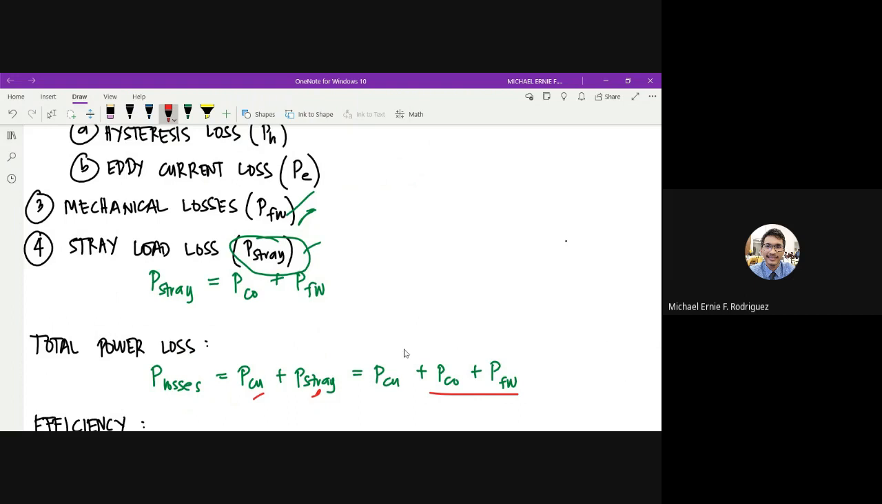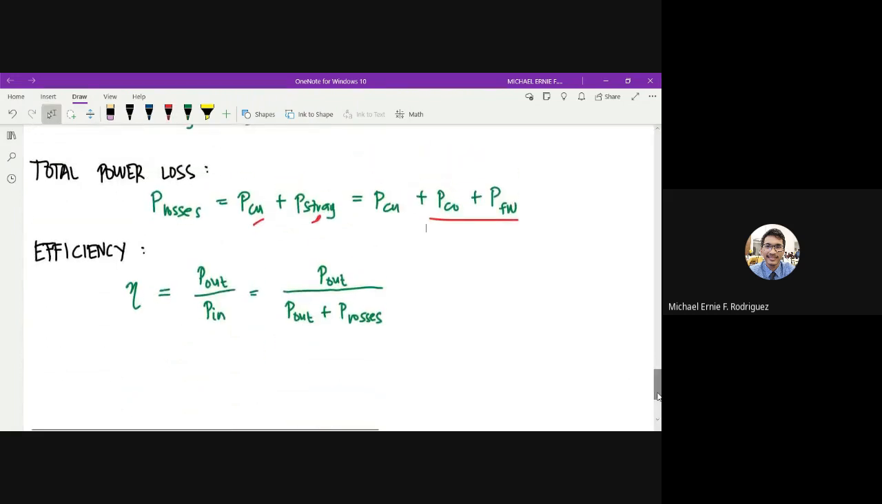Once we obtain the total power loss, we can now solve for the efficiency. Alam natin na efficiency, simple lang: output power divided by the input power. Para makuha yung input power, ang formula natin for P in is just P out plus P losses. So our formula for the efficiency is power output over power output plus losses. Kasi naka-percent ito, you just multiply this by 100%.